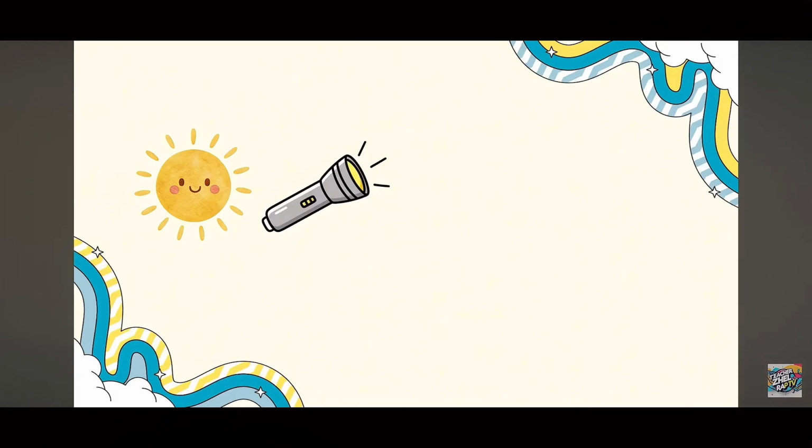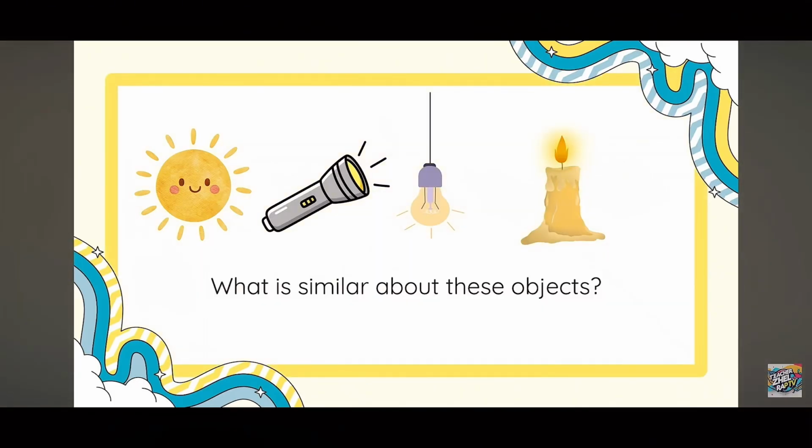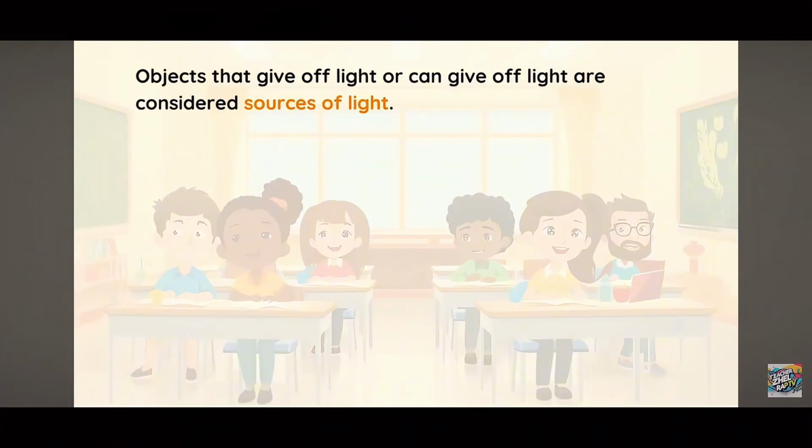Now, look at the pictures again. What is similar about these objects? They give off light. Very good, kids. Objects that give off light or can give off light are considered sources of light.